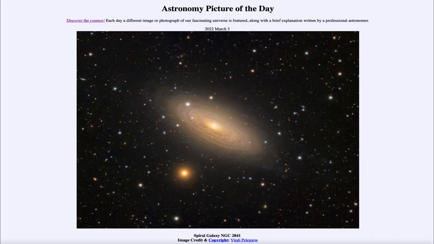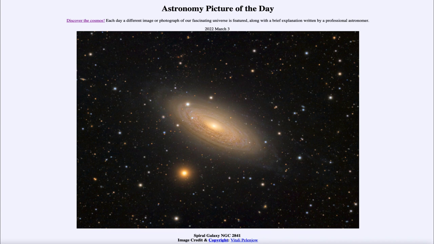One of the things that I like to do in each of my introductory astronomy classes is to begin the class with the astronomy picture of the day from the NASA website at apod.nasa.gov/apod. And today's picture for March 3rd of 2022 is titled Spiral Galaxy NGC 2841. So what do we see here?